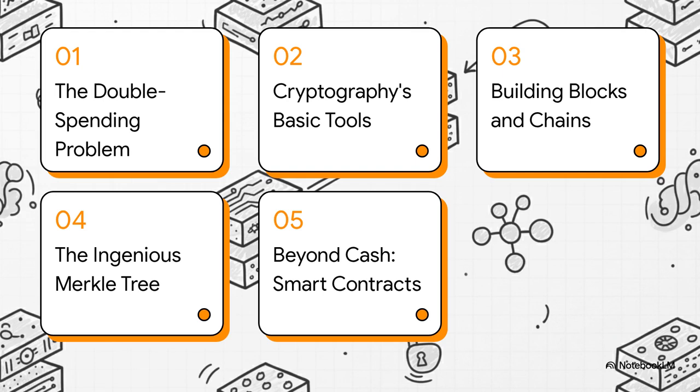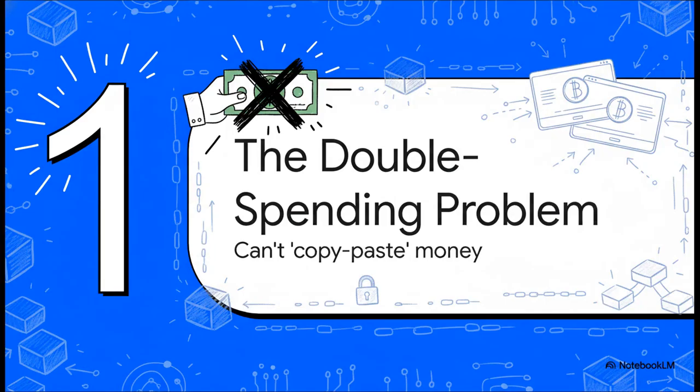All right, so here's our roadmap. We're going to kick things off with the big one, the double spending problem. Then we'll get our hands on the cryptographic tools that actually solve it. From there, we'll start putting together the blocks and the chain itself. We'll also look at a really clever trick for keeping the whole system efficient, the Merkle tree. And finally, we'll zoom out and see what this all means for a world beyond just digital cash. Okay, let's dive right in.